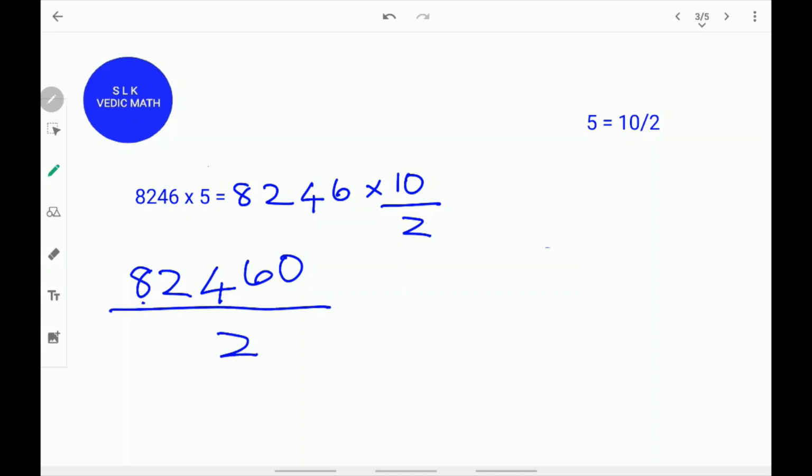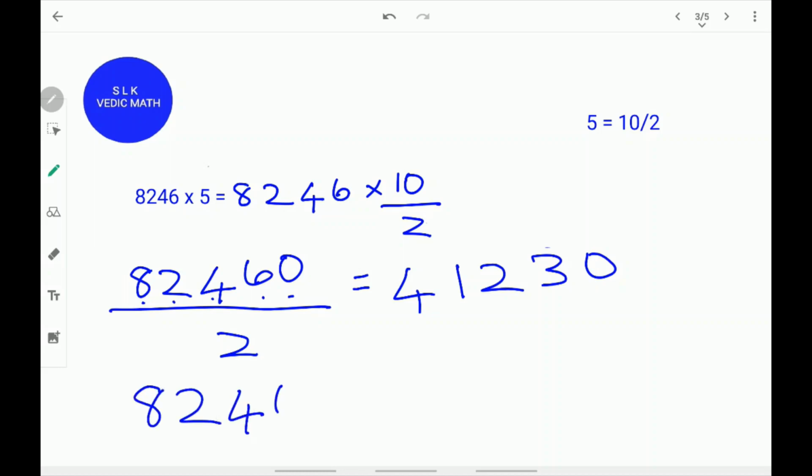So 4 times 2 is 8. So write down the 4. 1 times 2 is 2. 1. So 2 times 2 is 4. And 3 times 2 is 6. And write down the 0 as it is. So 8246 times 5 is 41230.